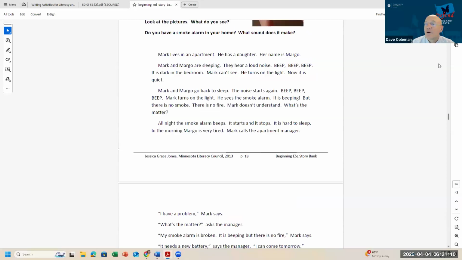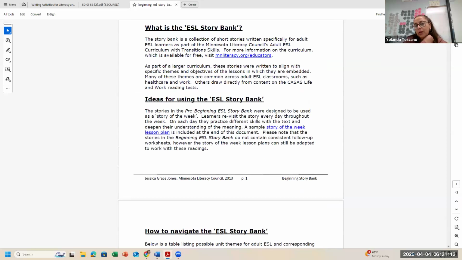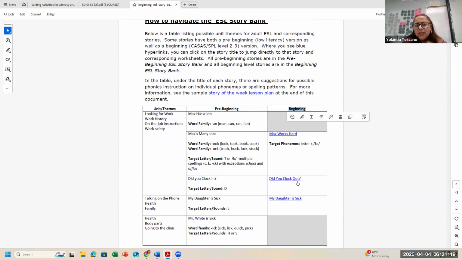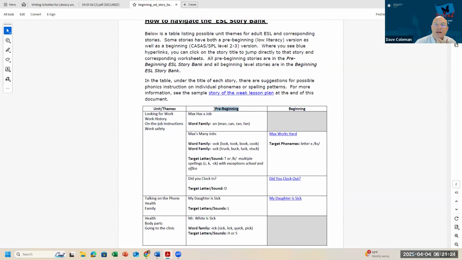Okay, so up at the top, it says either pre-beginning, which is literacy, or beginning. Because I got one that says pre-beginning. Oh, but you're talking about the Reads beginning one. No, you're talking about Ventures?